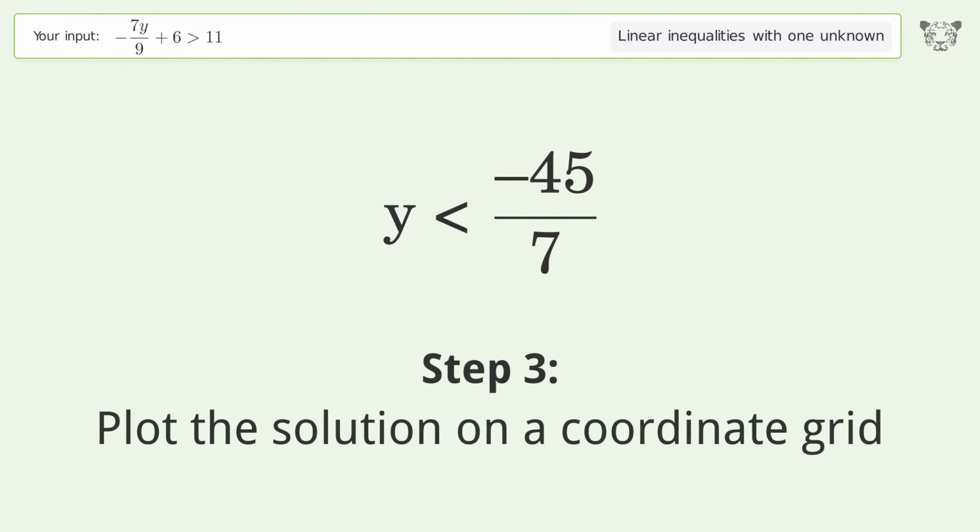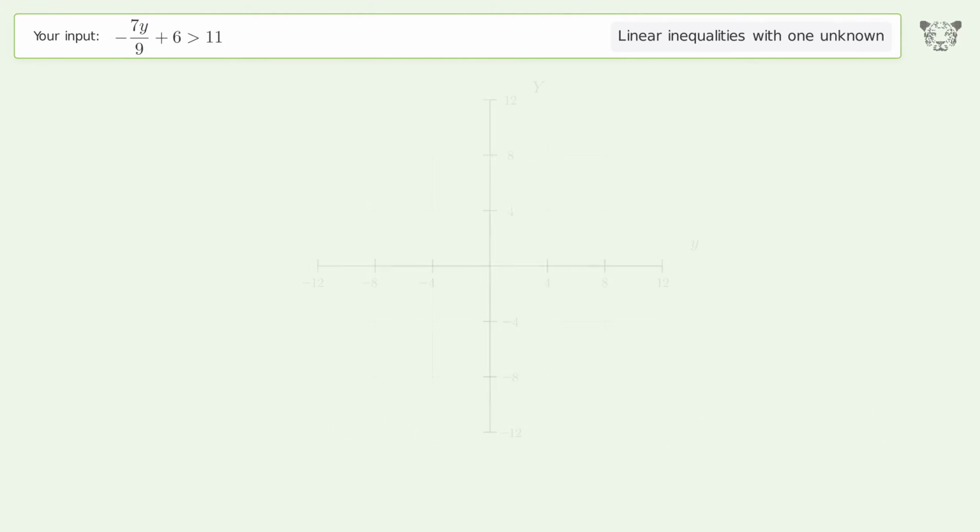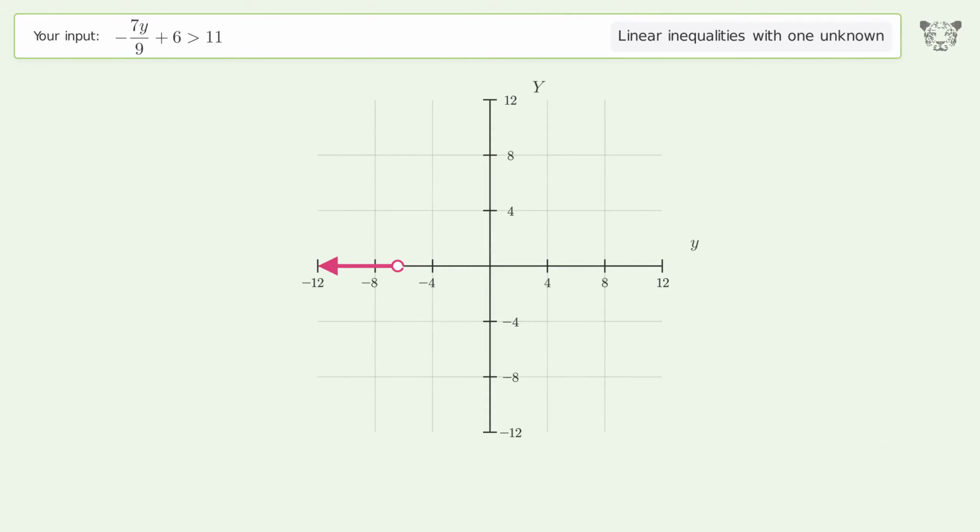Plot the solution on a coordinate grid. And so the final result is y smaller than -45/7 smaller than -63/7.